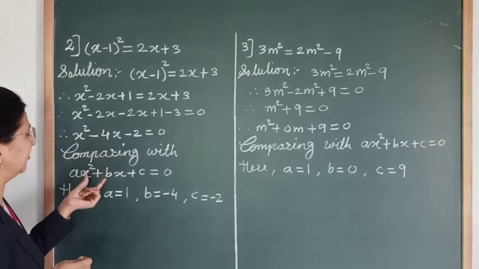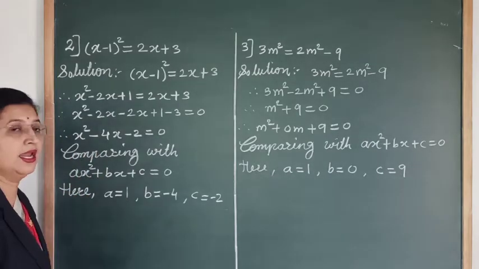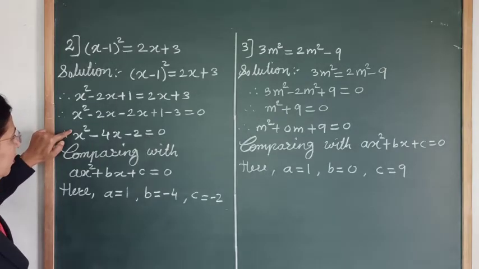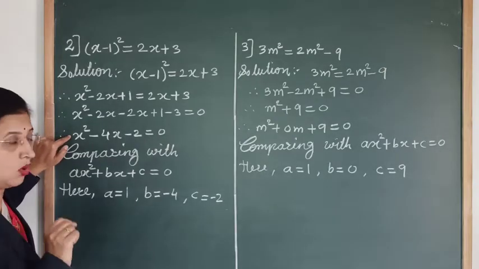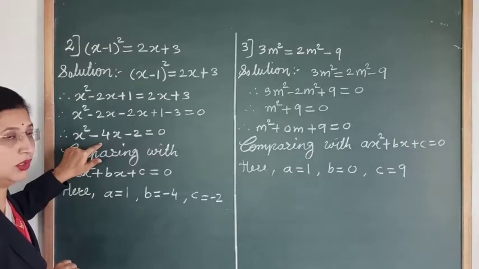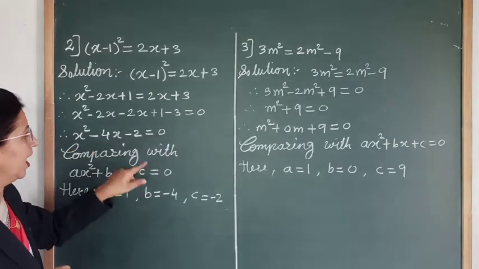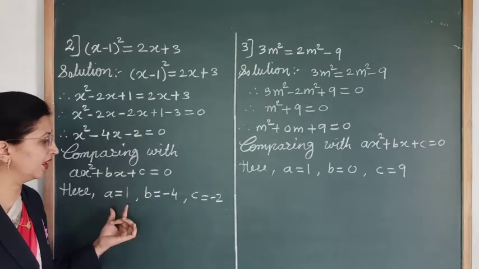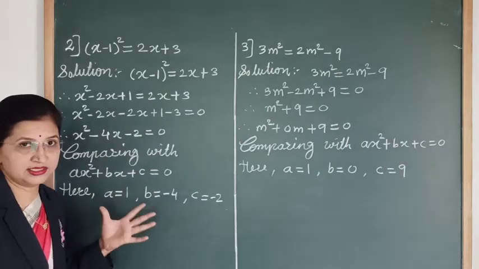So let's compare it with x² + bx + c. Here we have the values of a, b, c: a is equal to 1, here its coefficient is 1, b is equal to negative 4 and c is equal to negative 2. Okay, so in this way we got the values of a, b, c.